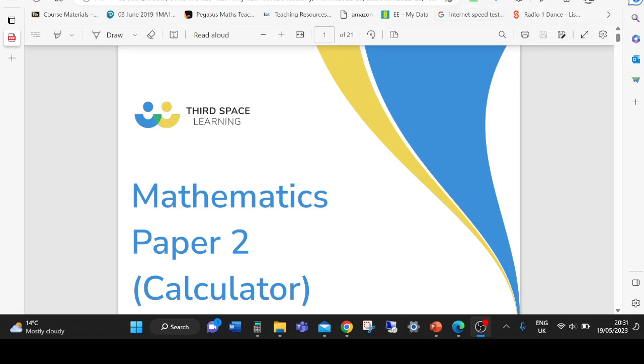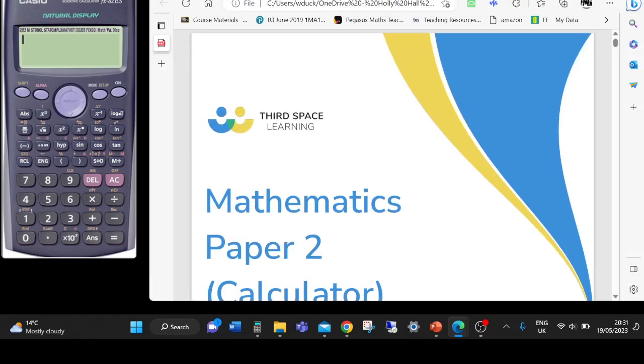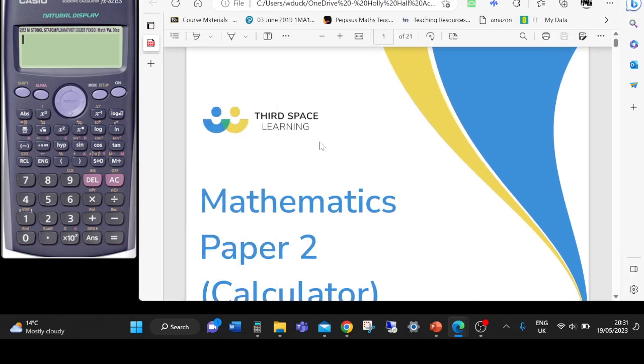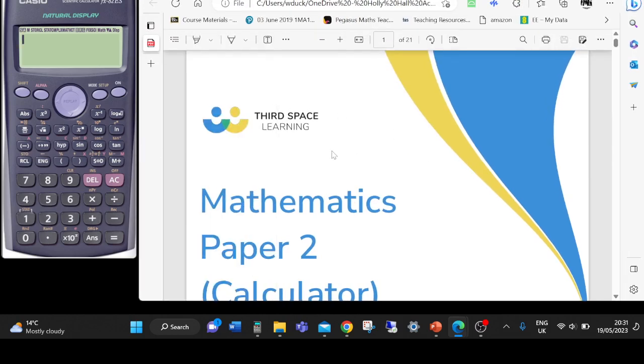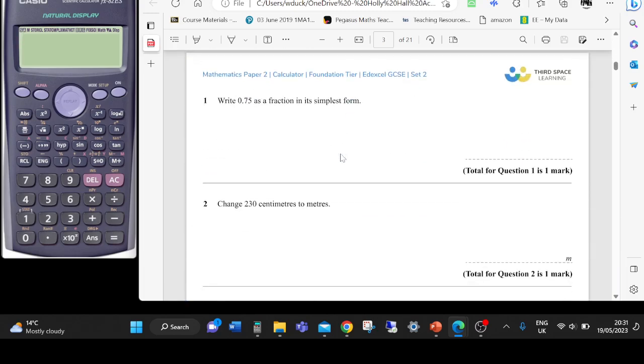Today I'm going to be using my, let me just get it up and running. I'm going to be using my old FX82 emulator just because I can do that quite nicely and easily on the screen. Okay, so we'll kick off with question 1.